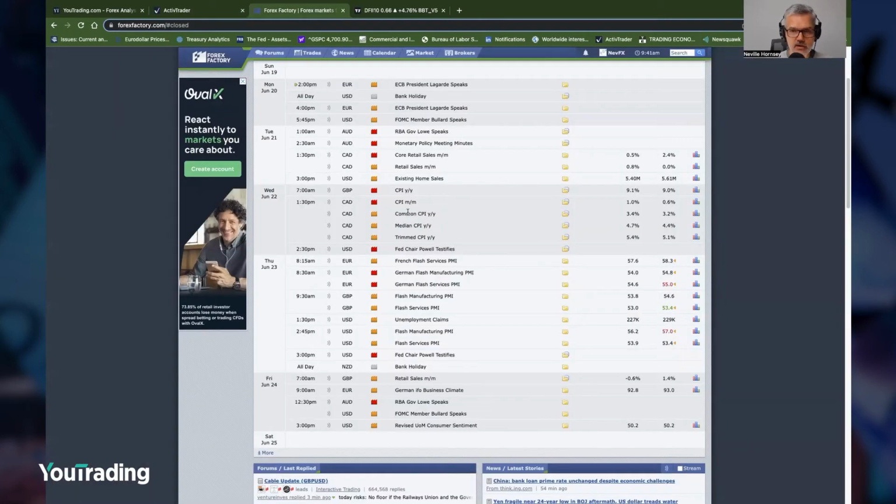Staying with Wednesday, CAD CPI month over month, common CPI year over year, median CPI year over year, trimmed CPI year over year. Lots of inflation data for the Canadian dollar, looking for all of that to rise slightly. Obviously, like I said, if energy prices were to go higher, then the Canadian dollar is likely to go higher.